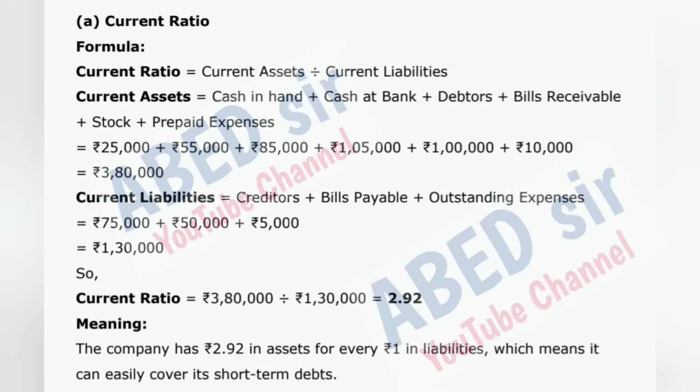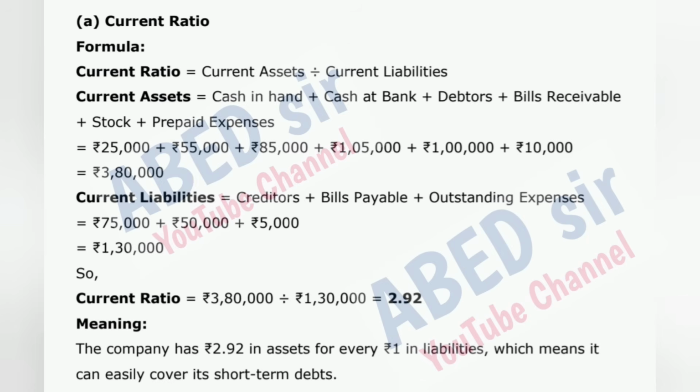Current assets is equal to cash in hand plus cash at bank plus debtors plus bills receivable plus stock plus prepaid expenses is equal to 3,80,000 rupees. Current liabilities is equal to creditors plus bills payable plus outstanding expenses is equal to 1,30,000 rupees.